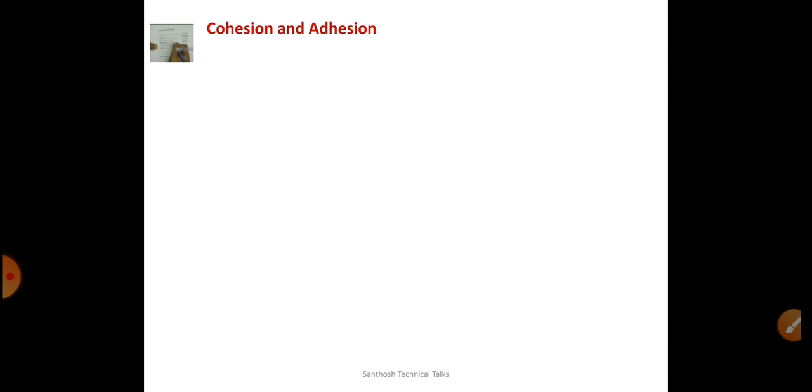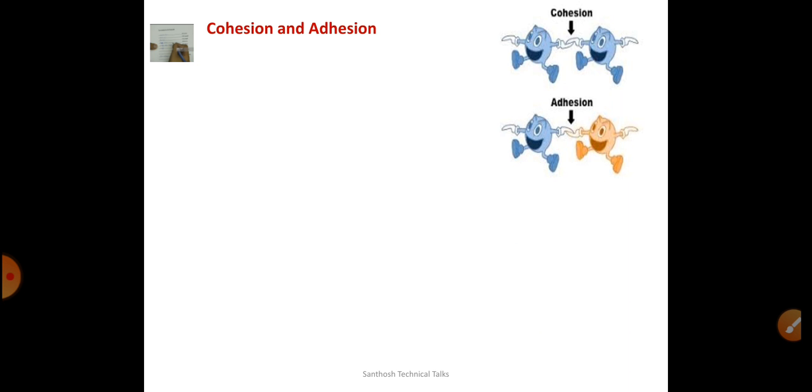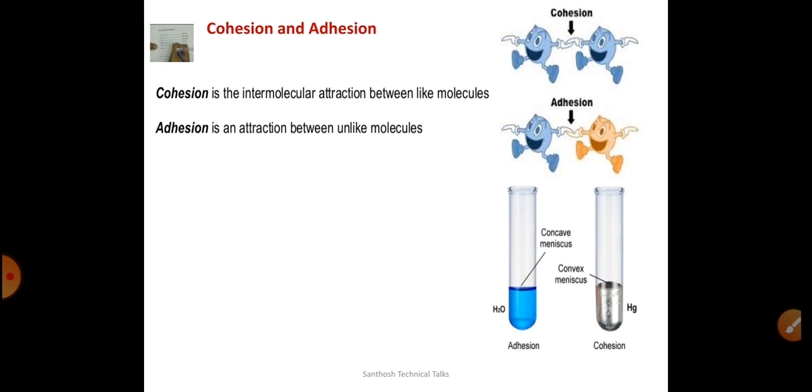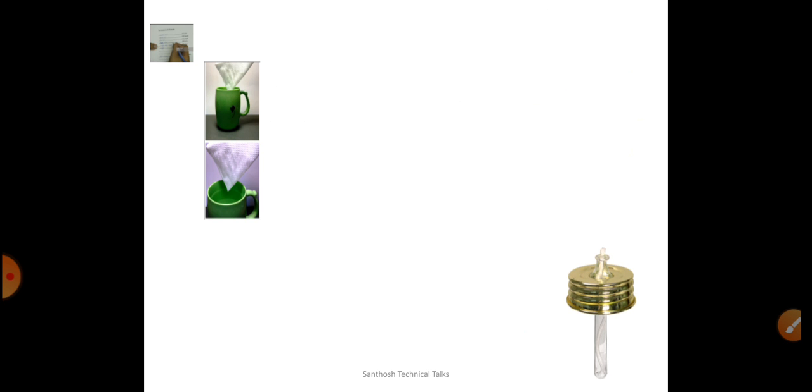Next is cohesion and adhesion. When I say cohesion, the same molecules are attracted, whereas when different molecules are attracted, it is called adhesion. In adhesion, we have a concave meniscus. In cohesion, we have a convex meniscus. For the concave meniscus, water is a very good example. For the convex meniscus, mercury is a very good example.